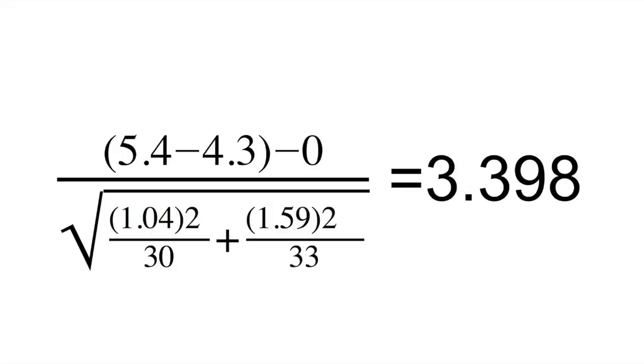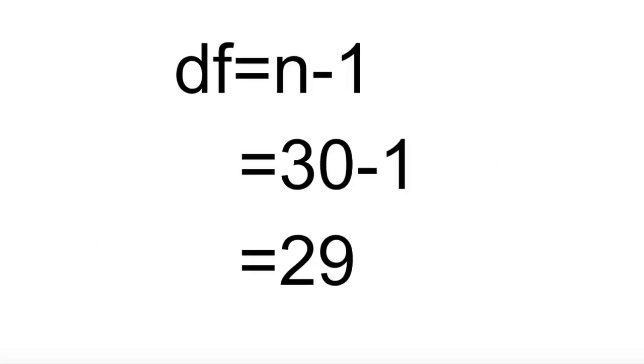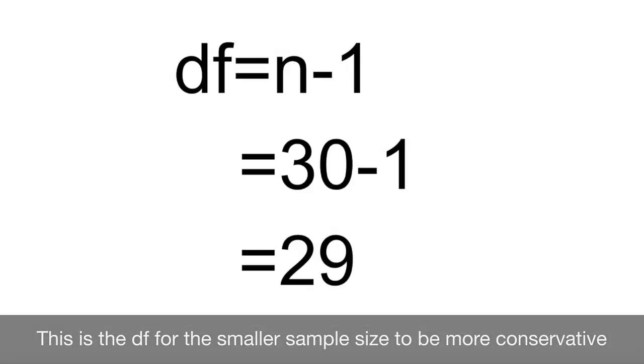Once we've plugged everything in, t equals 3.398. Now that we have our test statistic of 3.398, we have to find the degrees of freedom before we can find the p-value. To find the degrees of freedom, we take the number of people in the sample minus 1. In this case, we will take the smaller degrees of freedom, which is 29.